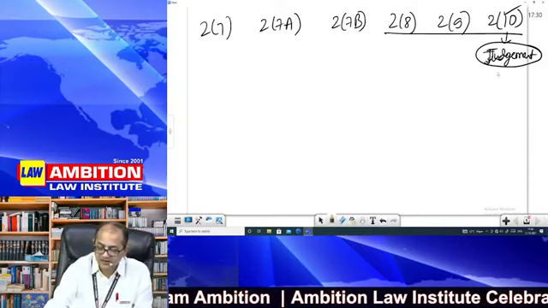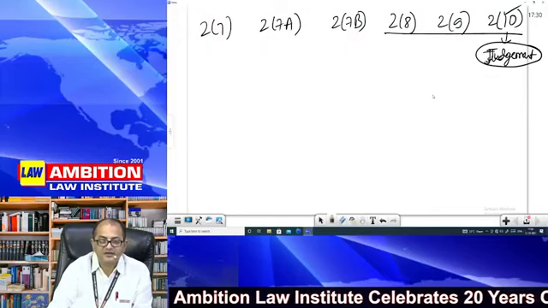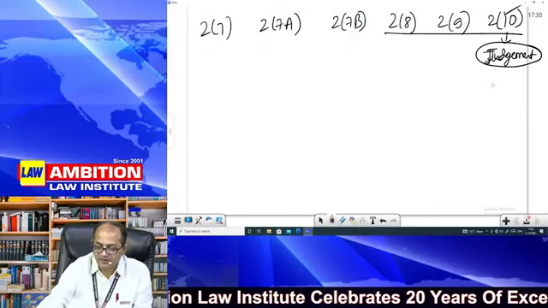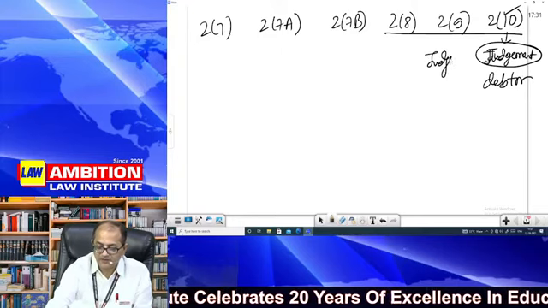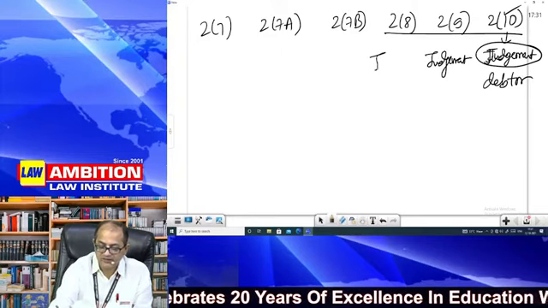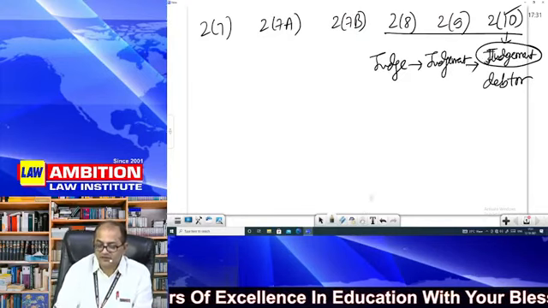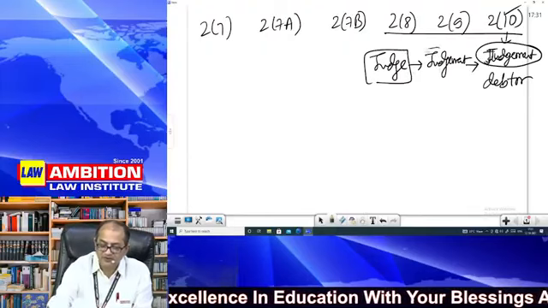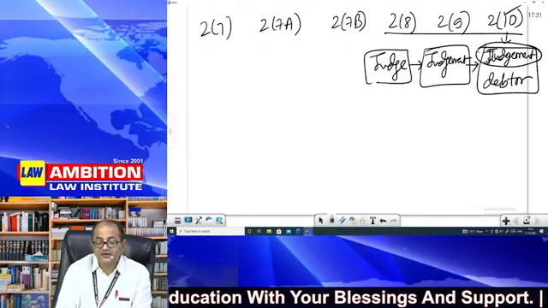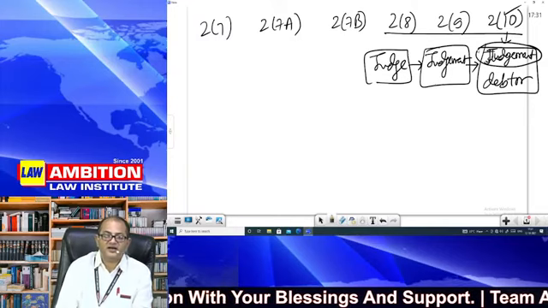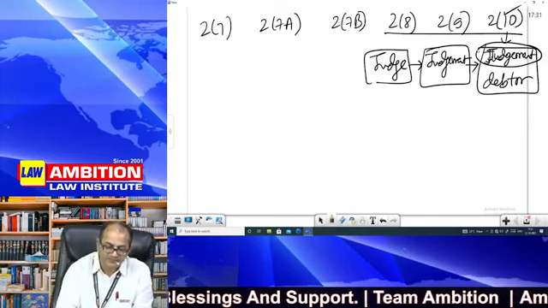Now judgment has three words: judge, judgment and judgment debtor. So obviously judgment debtor will come last, judgment will come second and judge will come first. There will be judge, then judgment, then only judgment debtor. So just try to appreciate this point. This is how you can keep in mind very simply, very logically.